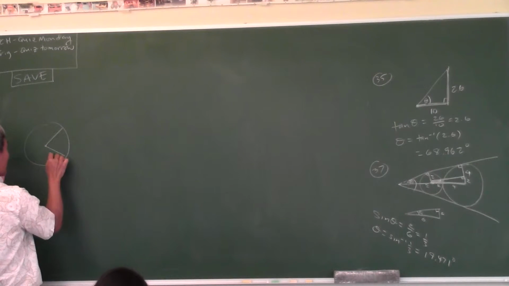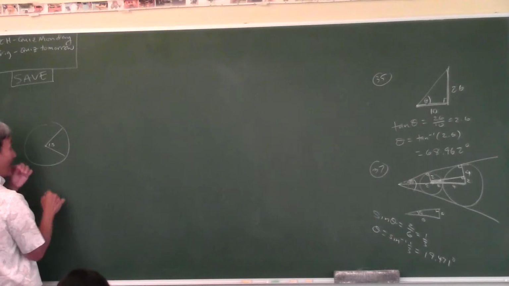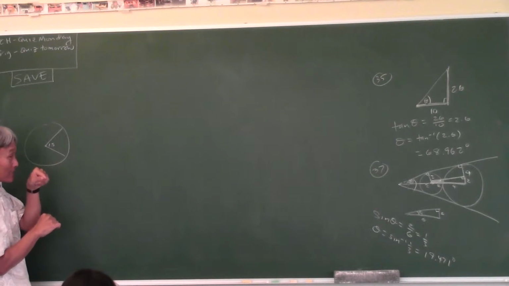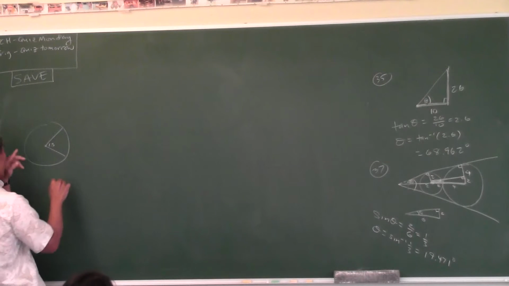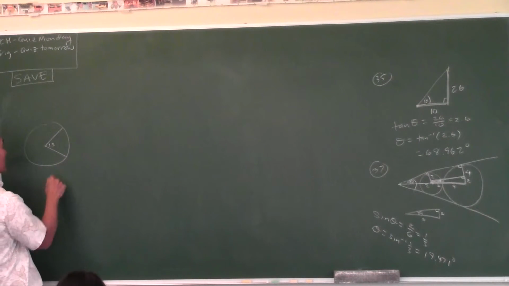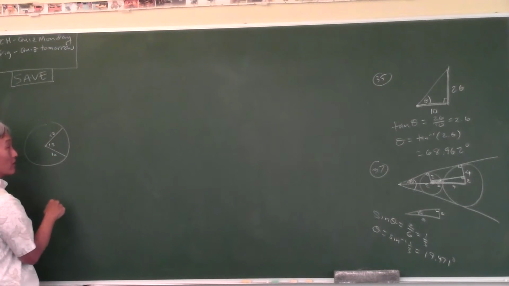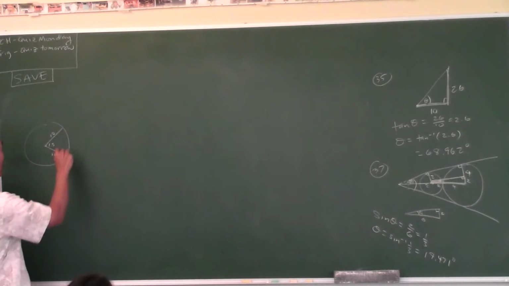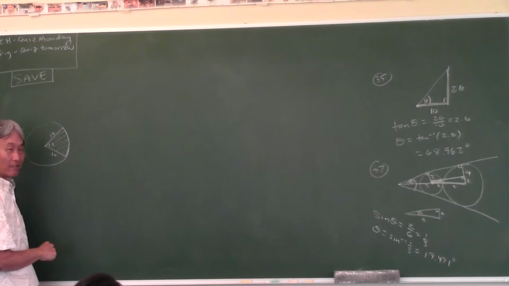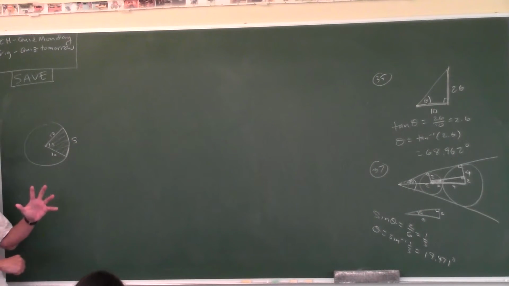Okay, so let's say this is 1.5 radians. Now, if I don't put the degree sign on there, that means it's radians. That's 1.5 radians. And what do you want to call the radius of the circle? Give me a number. 10. Okay, 10. So number 1 on tomorrow's quiz: find the arc length and the area of the sector.